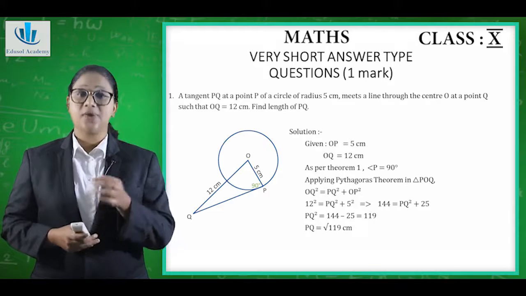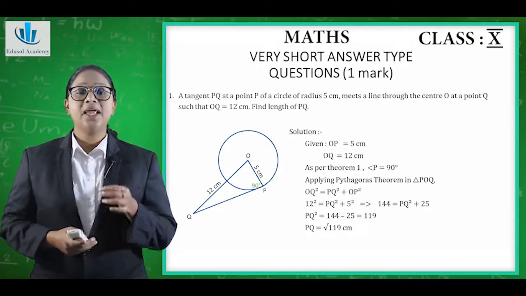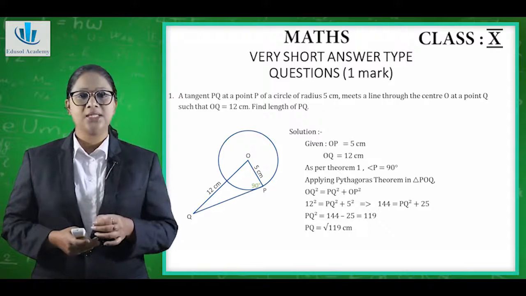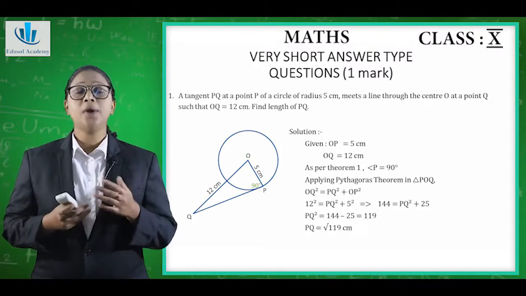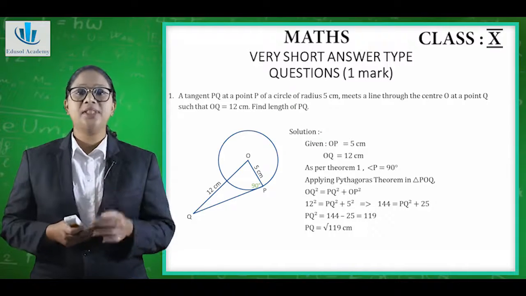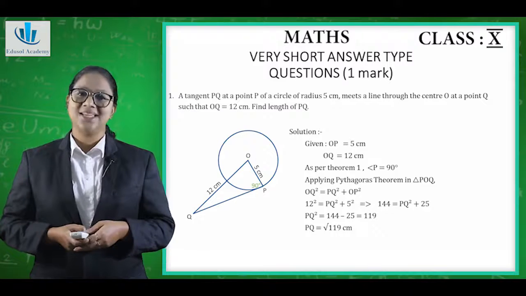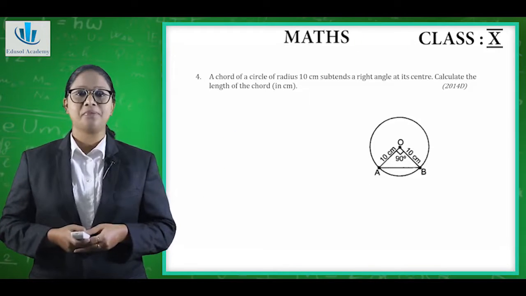Upon cancellation and transposing, we will get PQ square is equal to 119. 119 is a prime number and it's not a perfect square. So we are left with PQ is equal to square root of 119 centimeter. That is the length of PQ.